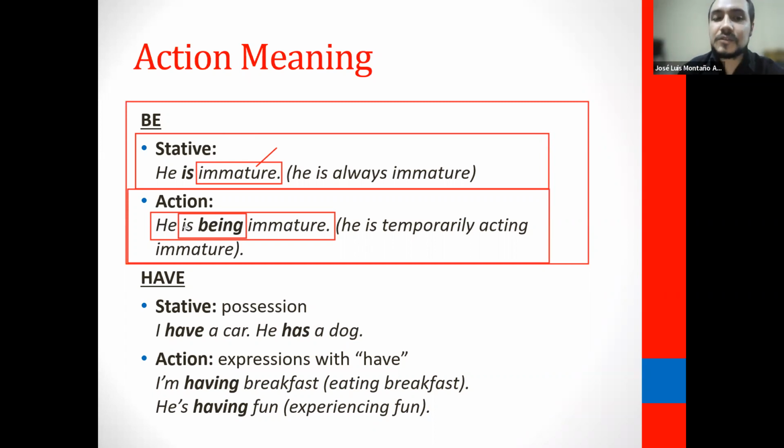But it is correct to say, I am being immature. Why? Because I am not always immature. Only now I'm behaving that way, all right? So when the meaning of to be is a state, it is non-action. When to be means behave, comportarse, or act, actuar, it is an action verb. That's why I can say, hey Astrid, you are being rude, right?